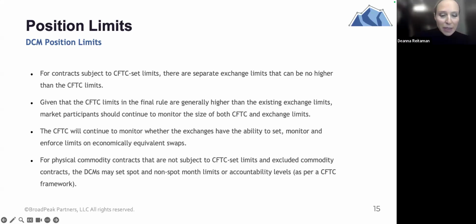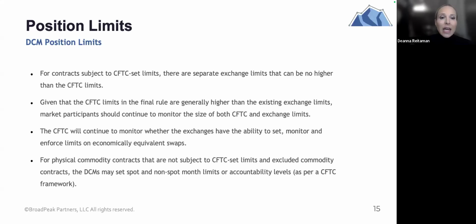They can also set limits. So each exchange also can set limits, but they can't set the limits above the CFTC limits. And that makes sense, because the CFTC rules are the final rules, right? And so market participants should continue to monitor the CFTC limits, but they also have to make sure that for the market that they're on, the exchanges that they're on, they are aware of the exchange limits, and that they are also monitoring the exchange limits.